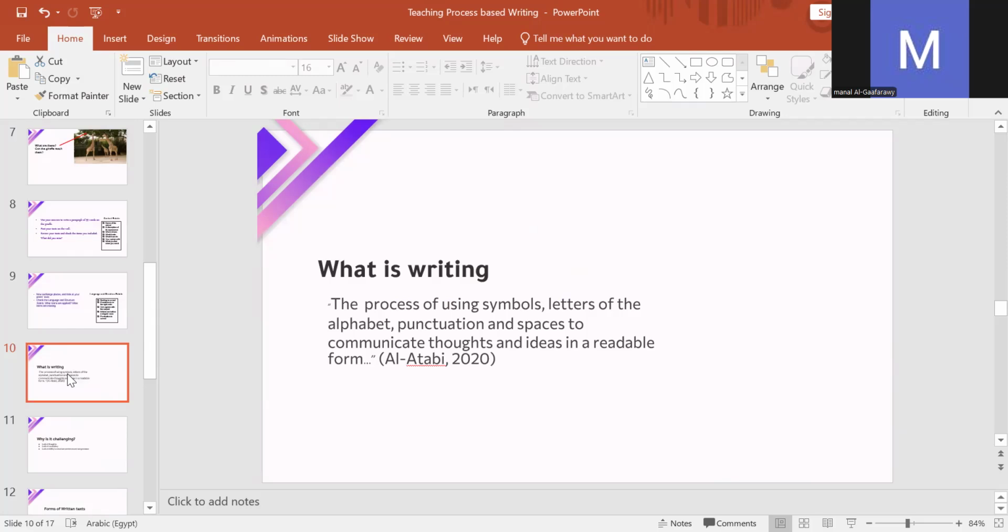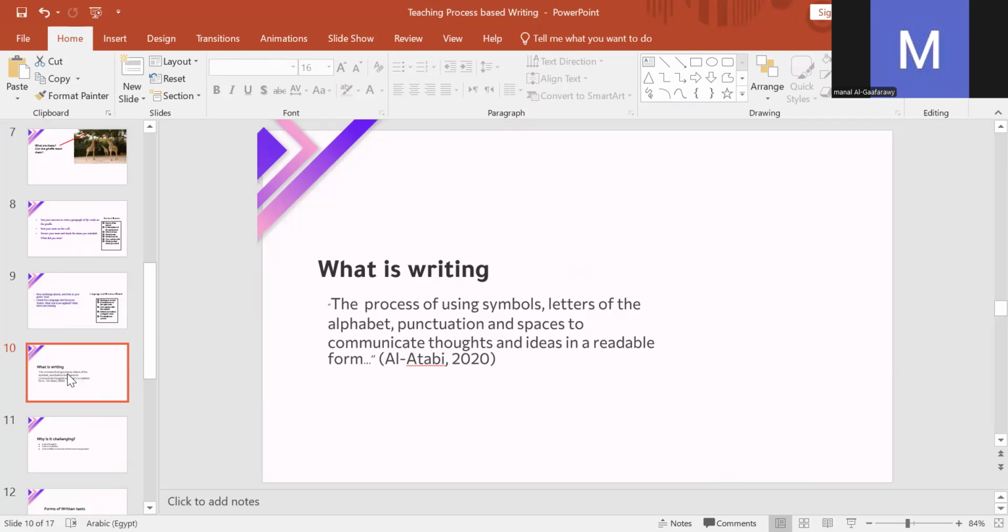So what is the difference between these two models? Before telling you the differences and in which occasions we can use each of them, let's know what writing is, because if we don't know what writing is, we'll find a problem teaching it. So according to a paper published on ResearchGate, writing is the process of using symbols, letters of the alphabet, punctuation, and spaces to communicate thoughts and ideas in a readable form.